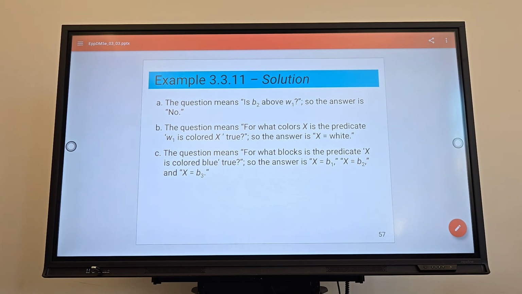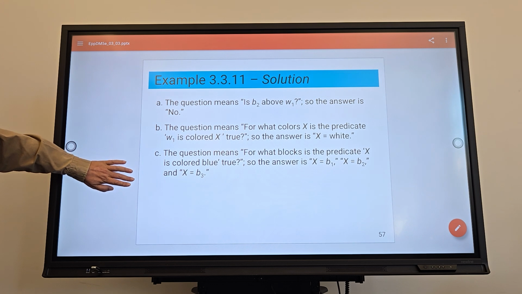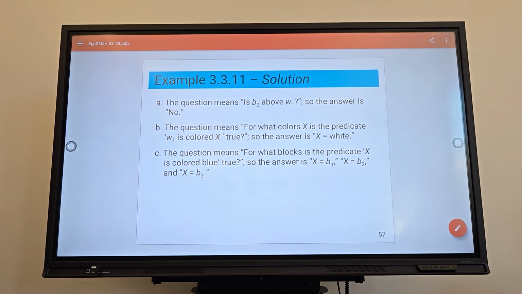What color is X, the predicate W is colored X true? So the answer is X is white. The question means for what blocks is the predicate X is colored blue true? And the answer is X equals B1, X equals B2, and X equals B3. So it can return multiple statements. And I believe that is it for that section.